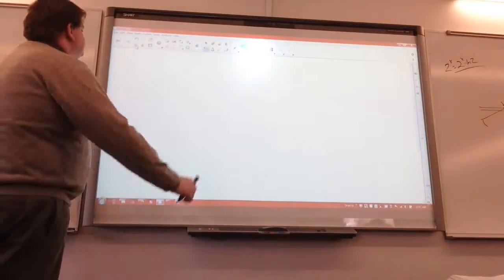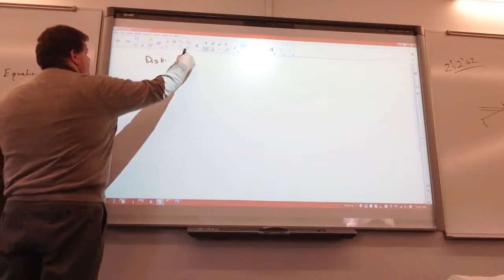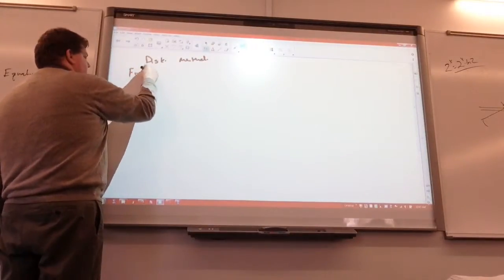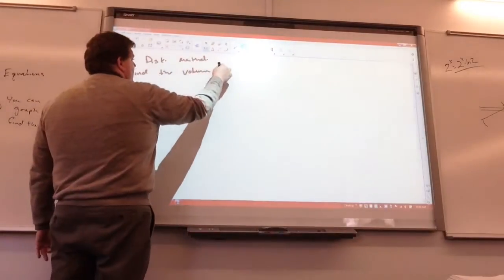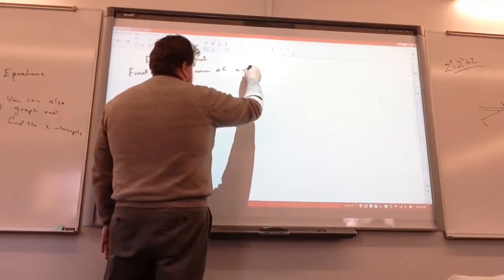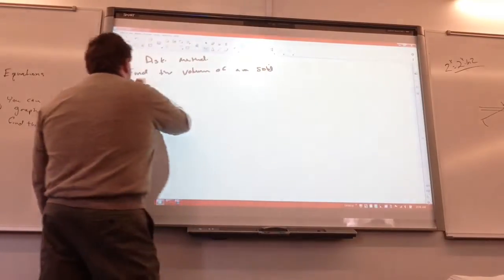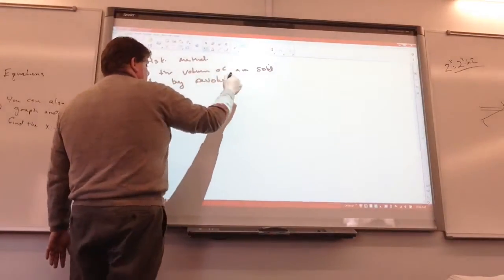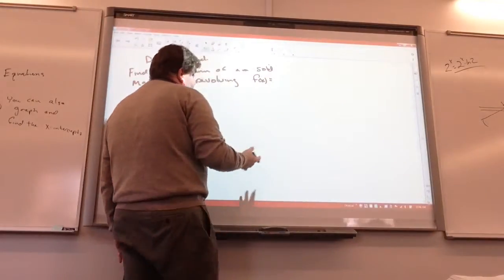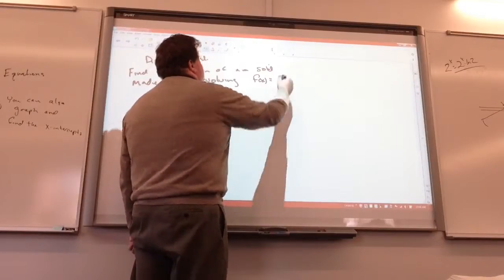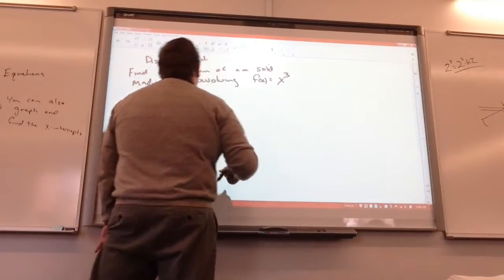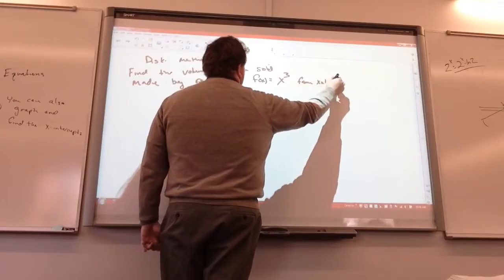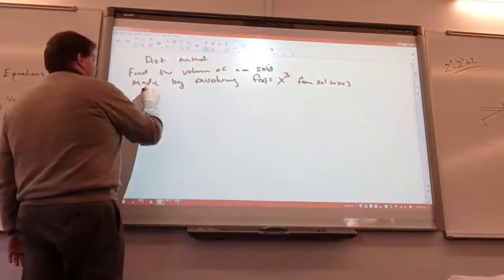So with my disk method, we'll find the volume of a solid made by revolving f of x equals x cubed from x equals 1 to x equals 3 about the x-axis.